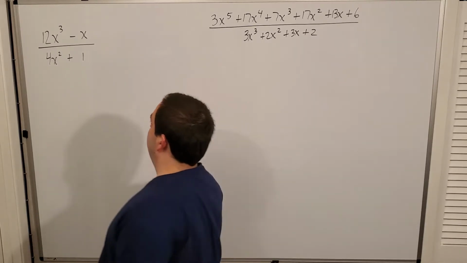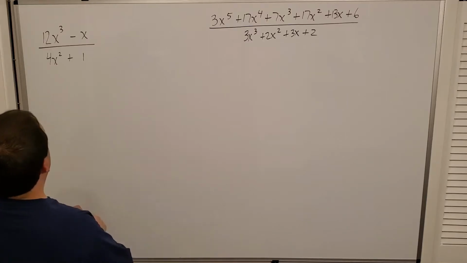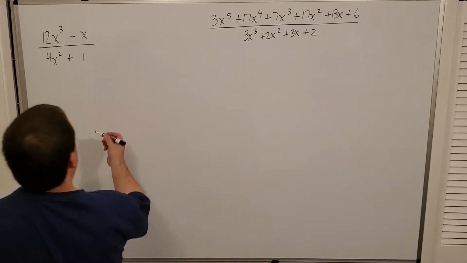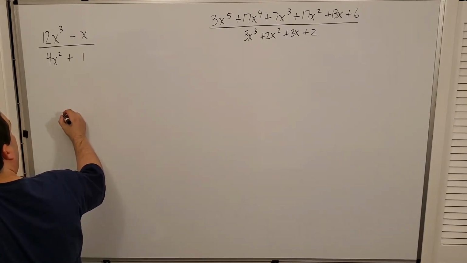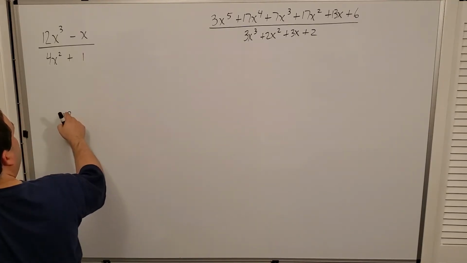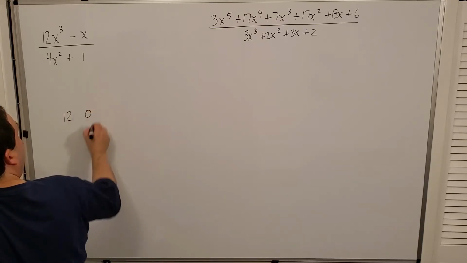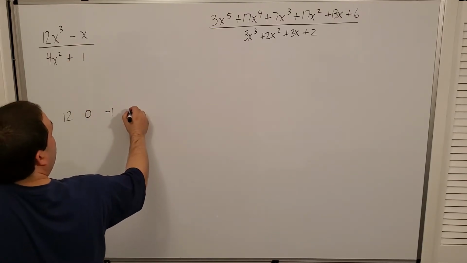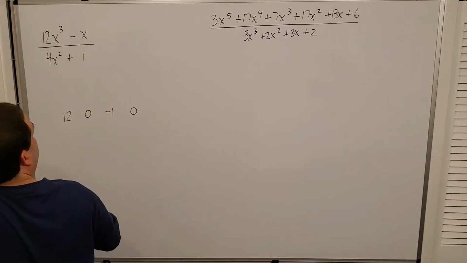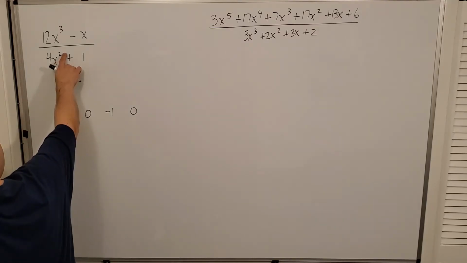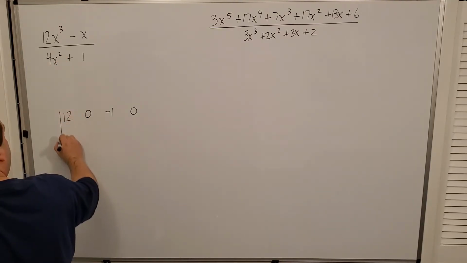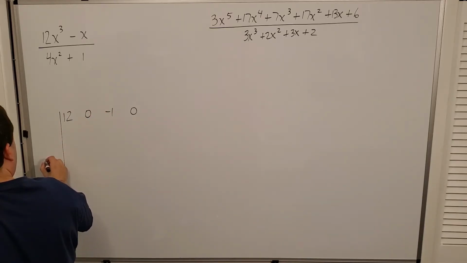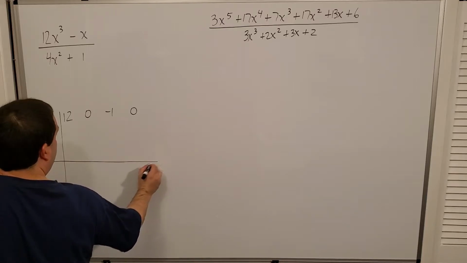Alrighty. So then when I do this division, I notice there's a lot of powers missing. So I'll keep that in mind when I'm writing this down. I have to do 12, that's the cube. Then squared is 0. Negative 1 is the linear. And 0 is the constant. I've got an x squared in the denominator. So I'm expecting 2 boxes. So I'll draw my line about right here.